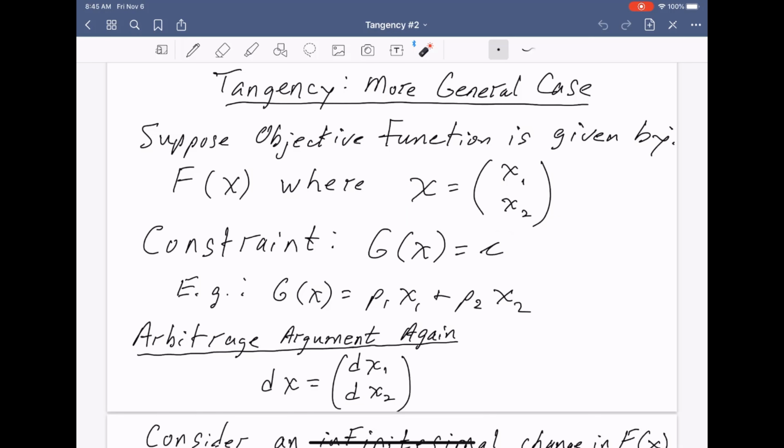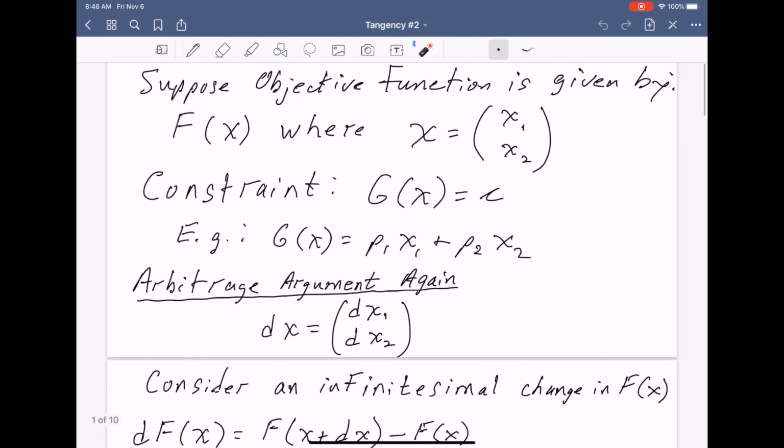For example, we could have thought of the budget constraint as being linear here. So g of x in this case would be linear, p1 times x1 plus p2 times x2. Notice, however, that I've switched from q to an x, and the reason is that the x is more general in this case. We don't want to keep our discussion at the budget constraint maximizing utility.